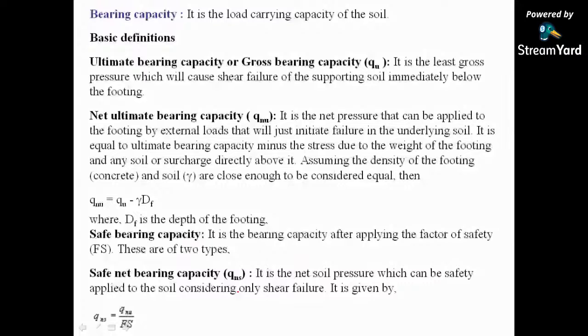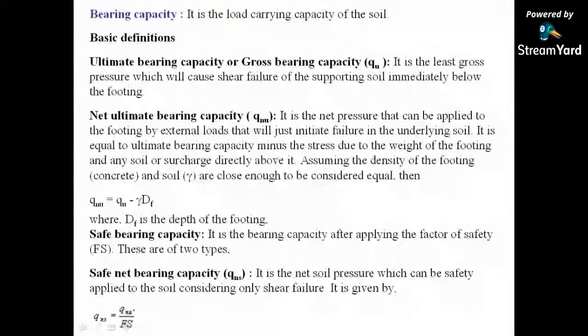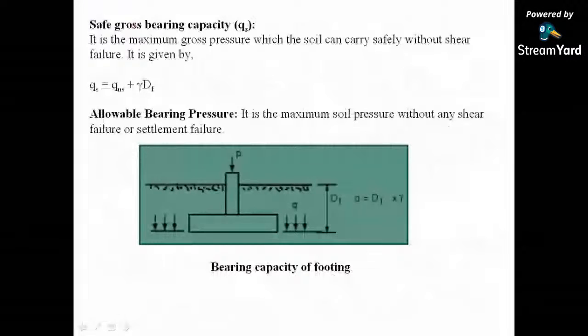It is given by QNS equals QNU upon factor of safety. You know QNS means safe net bearing capacity, QNU is net ultimate bearing capacity, and FS is your factor of safety. Next is your safe gross bearing capacity. It is the maximum gross pressure which the soil can carry safely without shear failure.